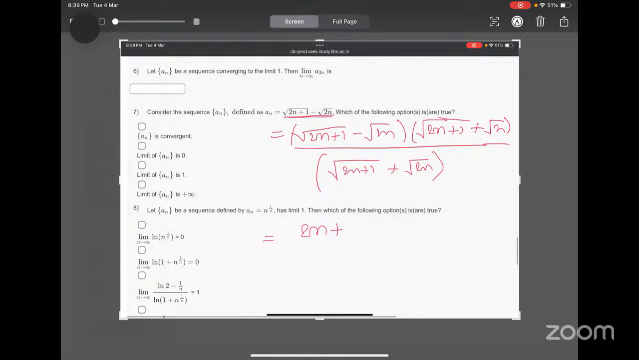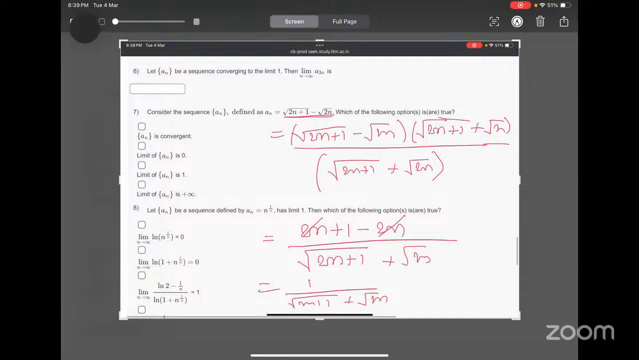Then we will get 2n plus 1 minus 2n over root 2n plus 1 plus root 2n, right? 2n and 2n will be cancelled out. So we will get 1 over root 2n plus 1 plus root 2n, right? Yes, ma'am. So 1 over infinity is 0. That means it is going to 0. So this option is correct.